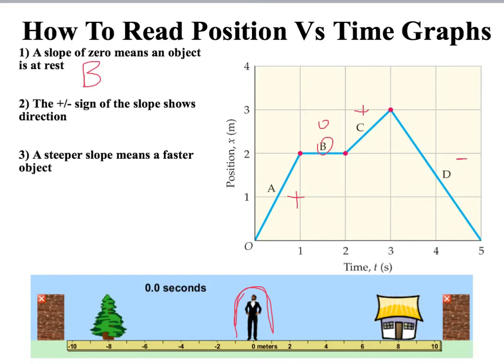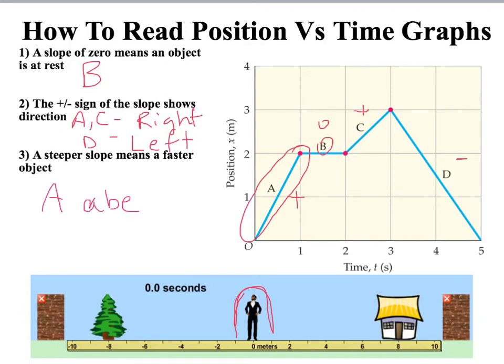So what does this tell us? Well, that during section A and section C, Abe is moving in the positive direction, or right. And during section D, Abe is moving in the negative direction, or left. And then rule 3 says that a steeper slope means a faster object. So if you just look at this, what you can see is that section A has the steepest slope. So during interval A, Abe is the fastest.